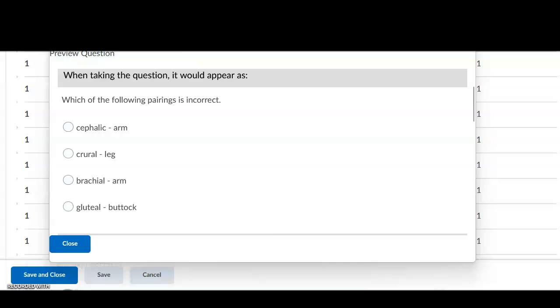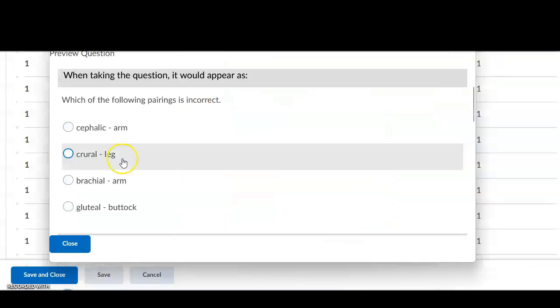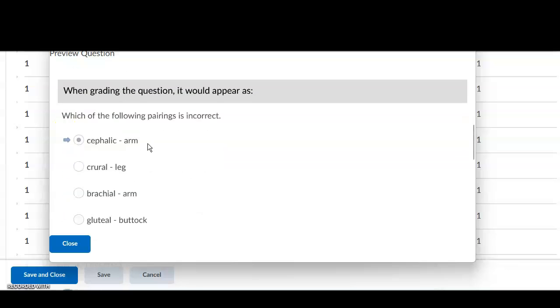So if we look at the figure, this is cephalic, that's the head, and that has nothing to do with the arm. So going back to the question, then obviously cephalic and arm should be incorrect. And that's what we have right here.